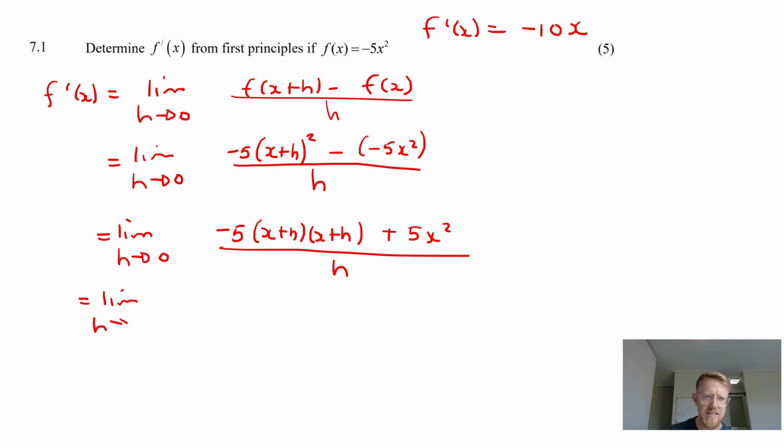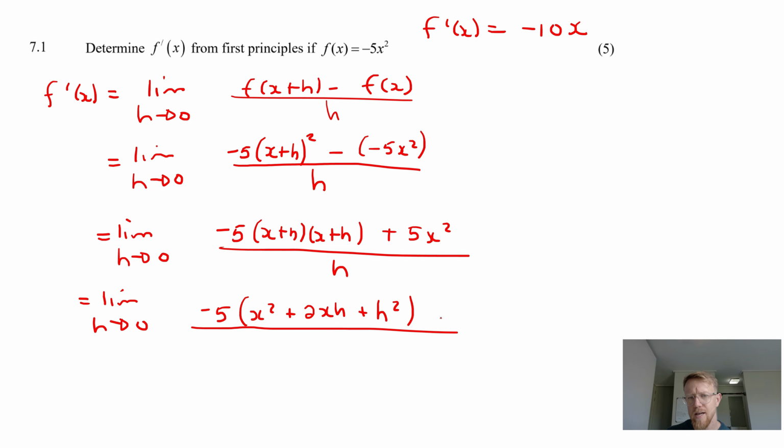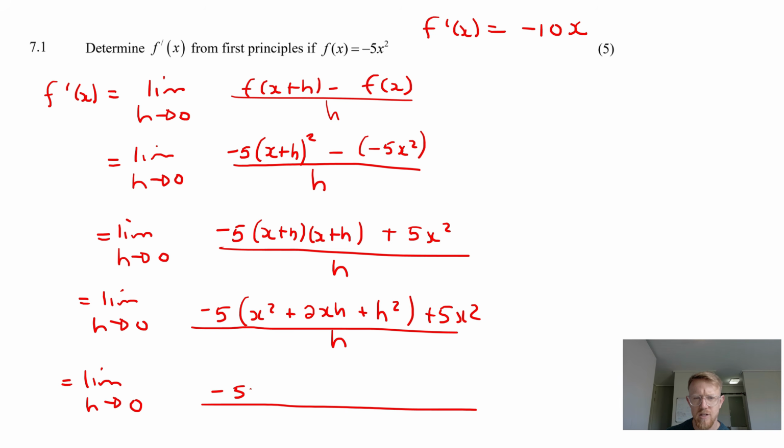Okay, now we keep writing. This h goes to 0. Now I would leave the minus 5, and then I would multiply these two brackets together. That would give us x squared plus xh plus another xh. So that's going to be 2xh, and then h squared, and then plus 5x squared over h. Let's keep going. We're now going to multiply the minus 5 in, so it's going to be minus 5x squared minus 10xh minus 5h squared plus 5x squared over h.